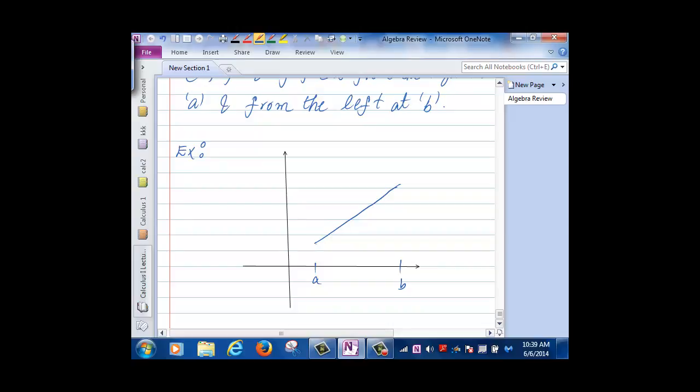So maybe the function is defined this way at a, that's the value of the function, but at b, let's say the value of the function is given by this dot. Then the function is continuous at a from the right, but is discontinuous at b from the left. So I wouldn't say that the function is continuous on a to b. Am I making sense? I will only say that the function is continuous on a to b if the situation is this. Everybody's okay?